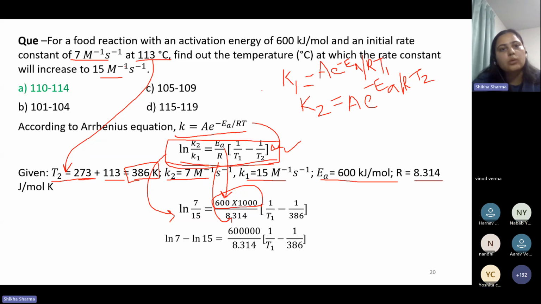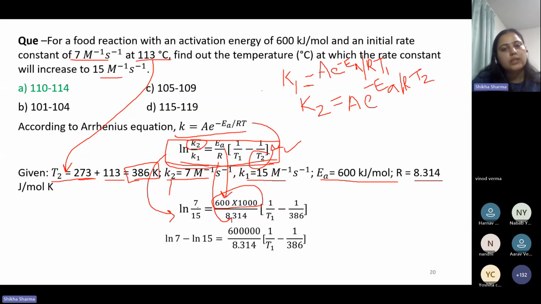Yeah, I can understand. If at all we change the order of K1 and K2, there will not be any effect on the solution, because if K2 is at the numerator in ln, then T2 is on the second side, which is on the minus. So I don't think there will be any change in the solution, so we can assume either as K1 and K2. So I am taking K2 as 7, and correspondingly I will take T2 as 113. So they will not change.